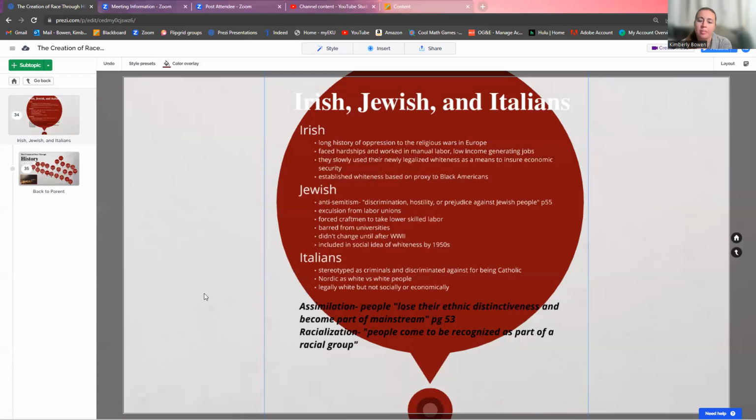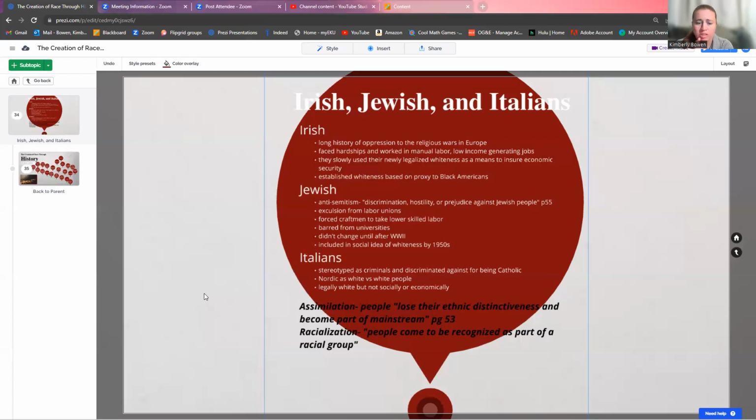They were barred from universities, and that didn't really change until after World War II. And it included this social idea of whiteness by the 1950s. But if you look at that, that's not that long ago. And there's still quite a bit of an anti-Semitic movement in the US, especially in the Southeast in particular. And just as a reminder, when something as recent as the 1950s has occurred in this country, that does not mean economically this particular group has had the same level of generational wealth, or the ability to acquire that American dream, as some of the other groups that have immigrated into the United States.